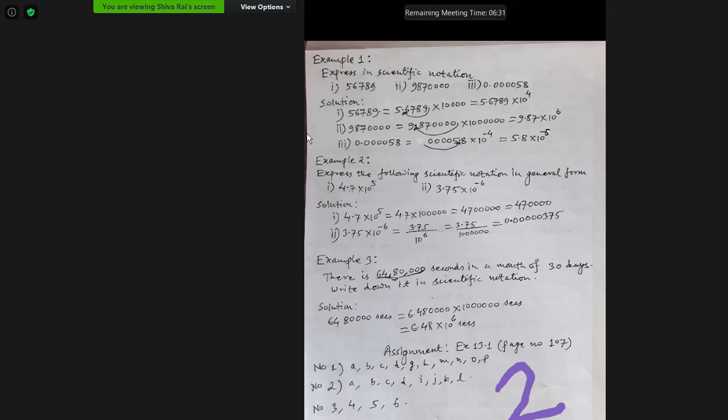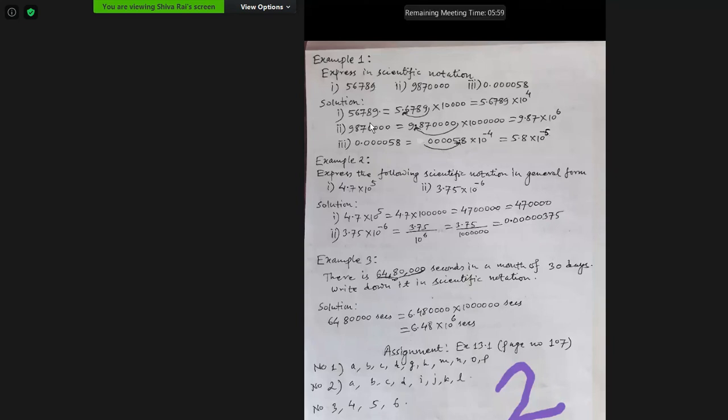We are shifting right. You look here, 5.8, 1, 2, 3, 4. Okay, but here should be, sorry, here 10, not 10 to the power minus 4. It should be 10 to the power minus 5. Make correct. We are shifting decimal 5 places right.